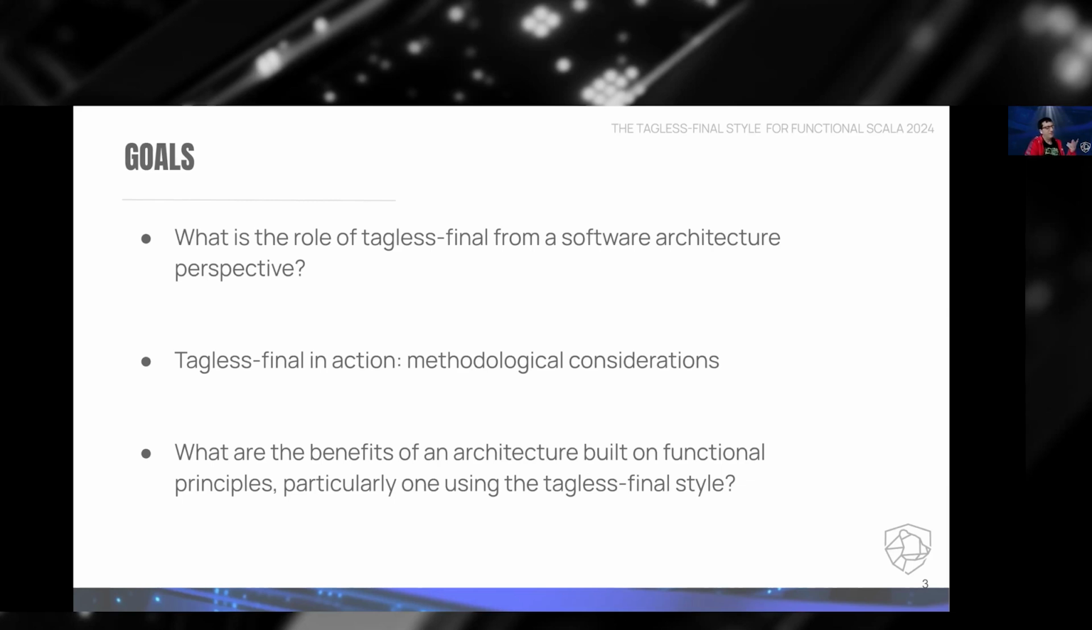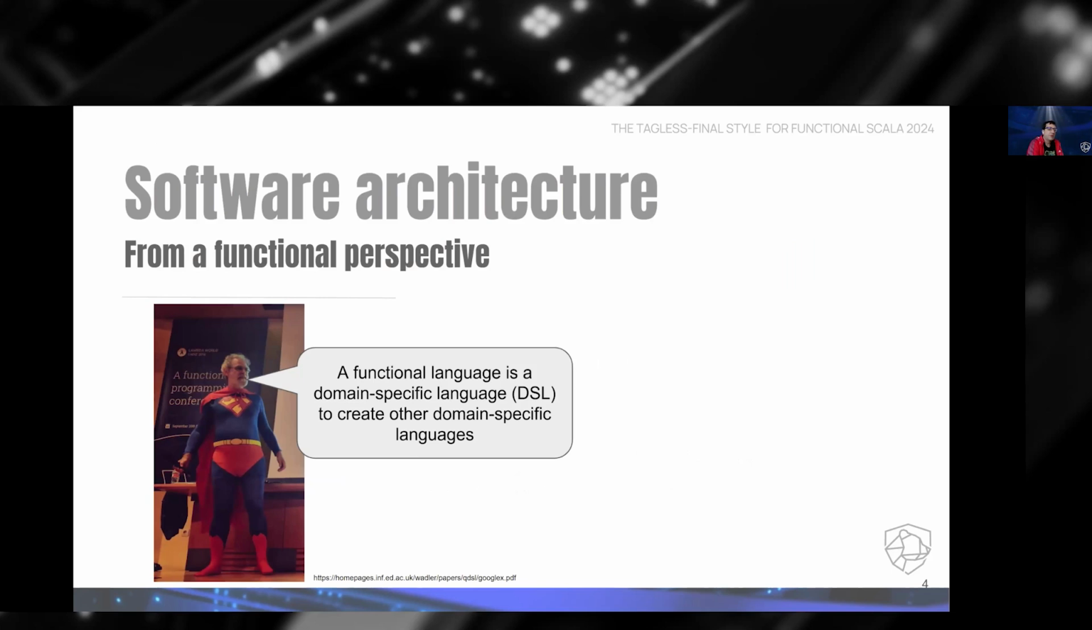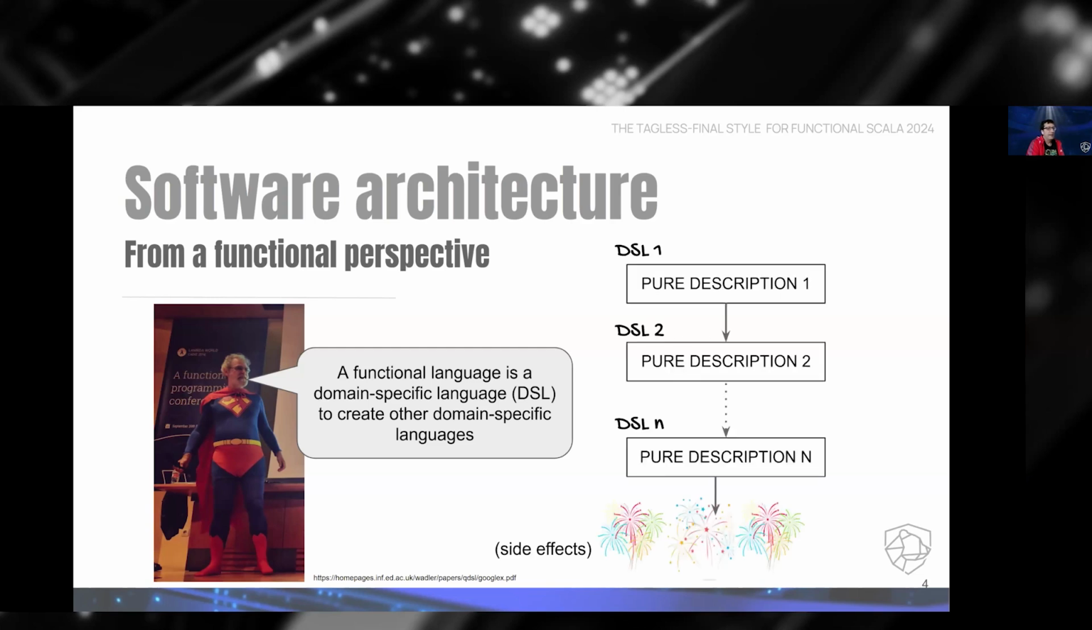Let's start. Okay, so first of all, what is a functional architecture? Because, okay, when we talk about functional programming, we talk about higher kinded types, higher order functions, type classes, and other modularity techniques. But as Phil Wadler says, a functional language is a domain-specific language to create other domain-specific languages. And this offers an architectural perspective whereby the architecture of a functional application can be understood as a stack of DSLs, of purely declarative programs, which are compiled or interpreted into each other until eventually side effects are raised.